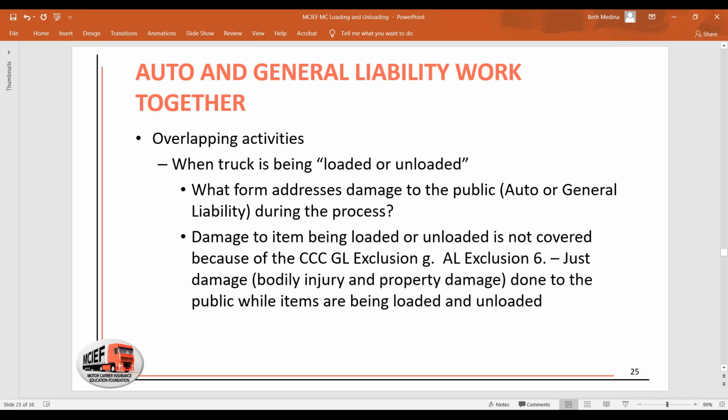That's different than if it's damage to the public, because cargo forms are different. So don't read into the same coverage here to think the cargo form is going to cover what we're talking about here. That's a unique part, and you have to address the cargo policies. We're now talking about damage to the public.